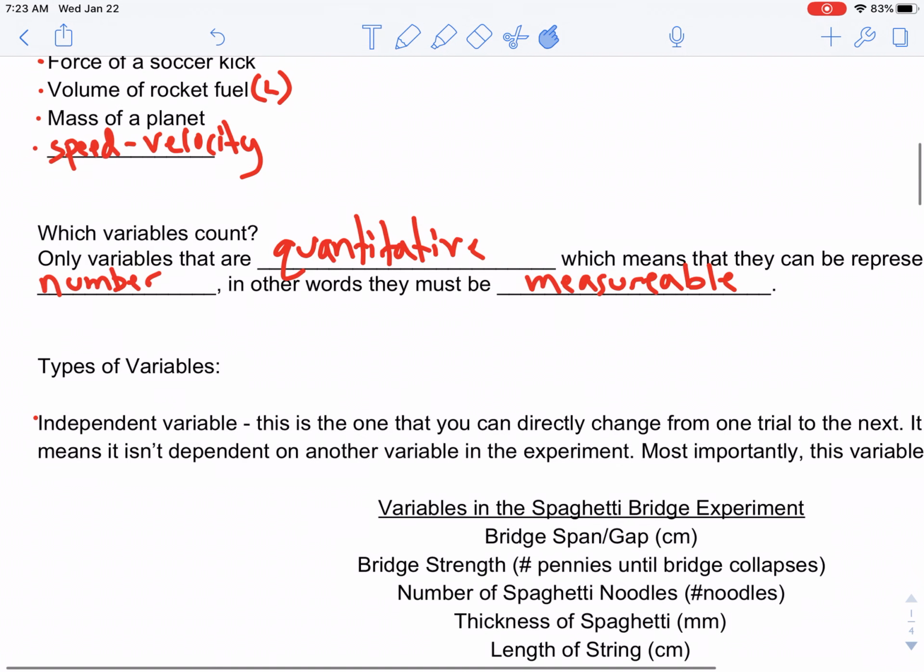Think of the word quantity, like the quantity of bananas. How many bananas do you have? I have 6 bananas. That's a number. I can measure it by counting. I have 6 bananas: 1, 2, 3, 4, 5, 6. Fun.